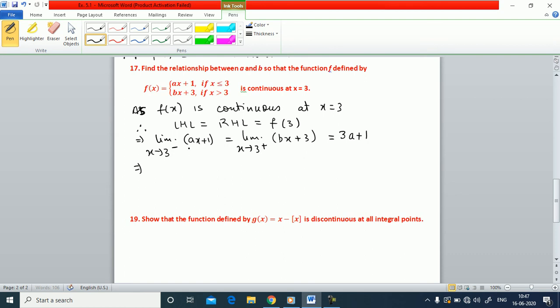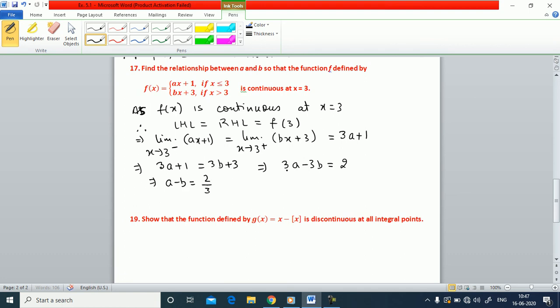Okay, now see, this is a polynomial function, this is also a polynomial function. If we replace x by 3 in both these terms, they will not take indeterminate form. So we can go for direct substitution. So thrice of a plus 1 is equal to thrice of b plus 3. This is equal to thrice of a plus 1. So we don't need to write it again. Now if we simplify this, shifting thrice of b to the left, we get 3a minus 3b is equal to, and shifting 1 to the right, 3 minus 1 comes out to be 2. So we get a minus b is equal to 2 by 3.